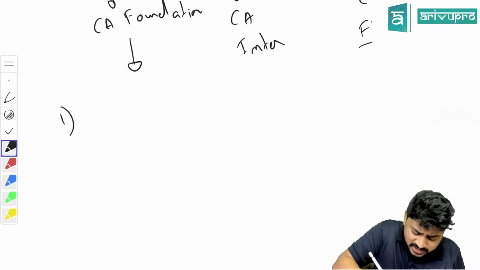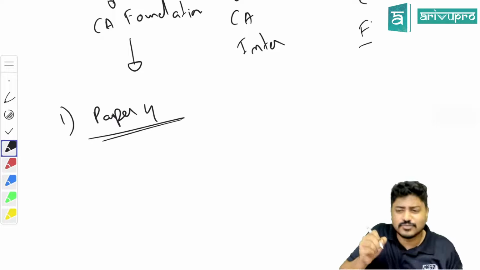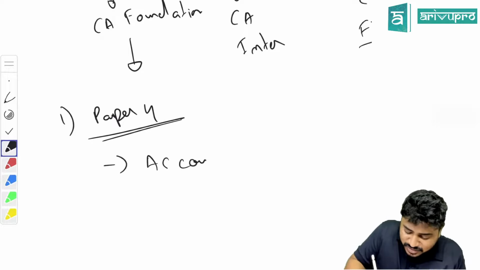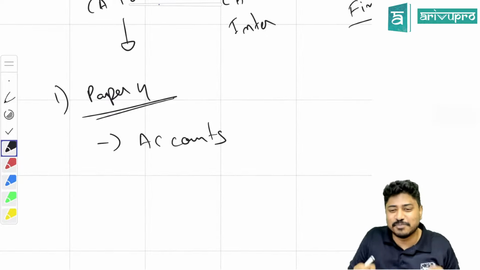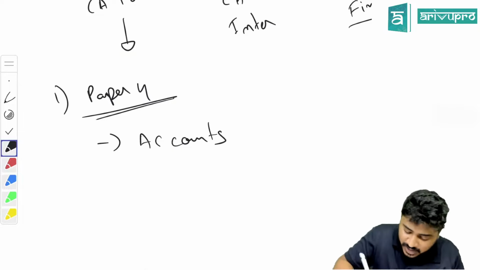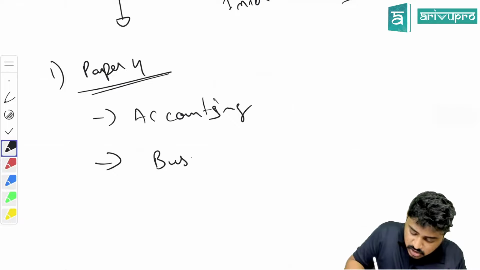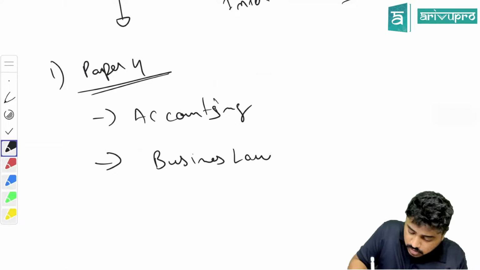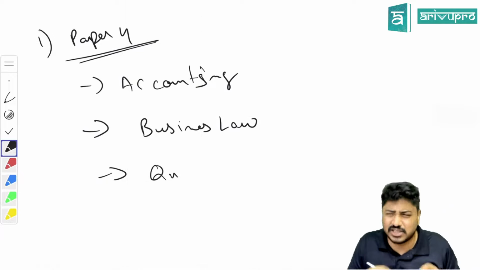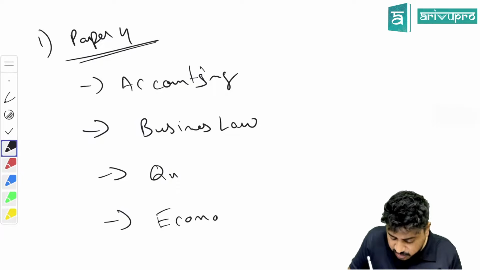So, sir, what is the change? There are 4 papers. Now, the first paper is called Accounts. At last, they given a simple name, Principles and Practices of Accounting, and all gone. Accounting, basically. Second paper, they brought it to Business Law. Third paper is Quantitative Aptitude, basically maths. The last one is Economics, Business Economics.